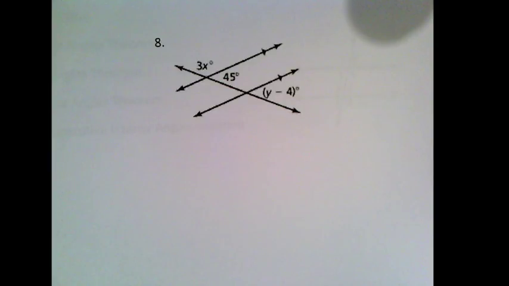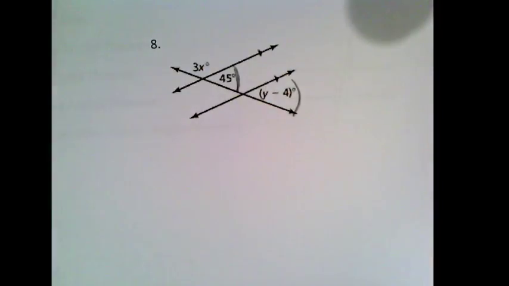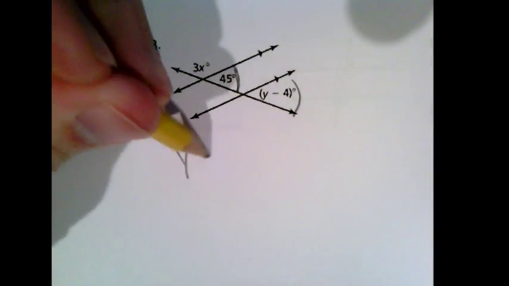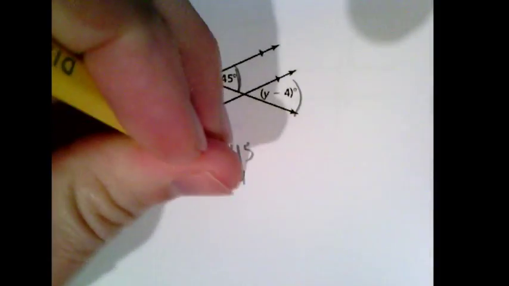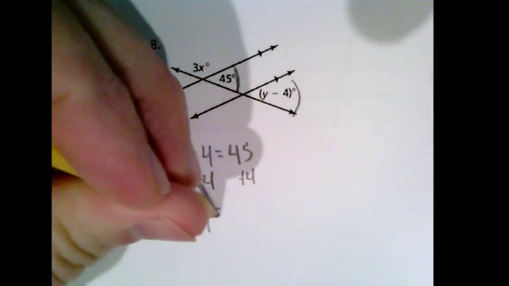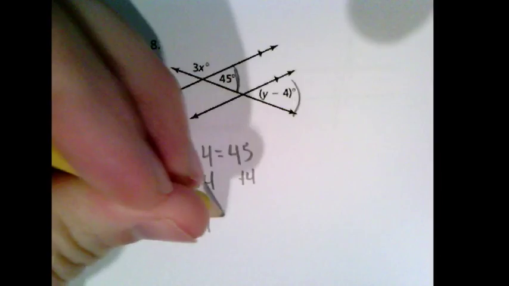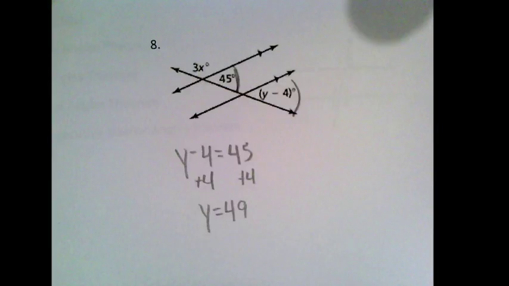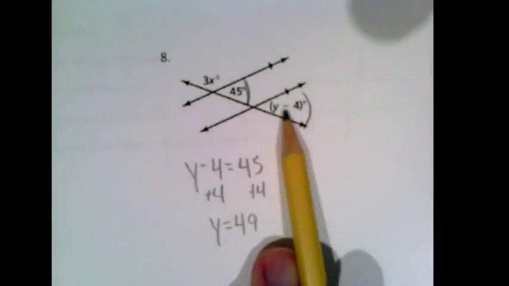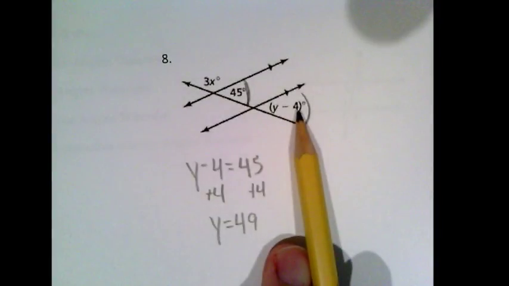Let's see here. Yes, Jayla's right. Because if these lines are parallel, then I know these angles are congruent. So I can set those equal to each other. So I can say y minus 4 equals 45. Add my 4. Y equals 49. If you think about it, if I plug it back in, 49 minus 4 is 45. So that works.